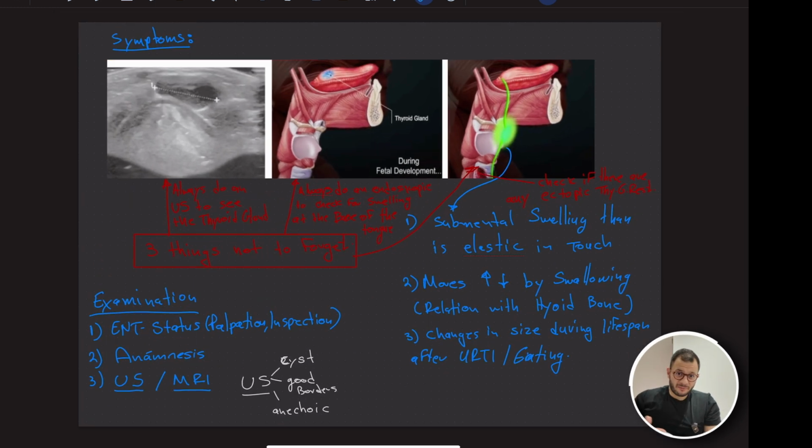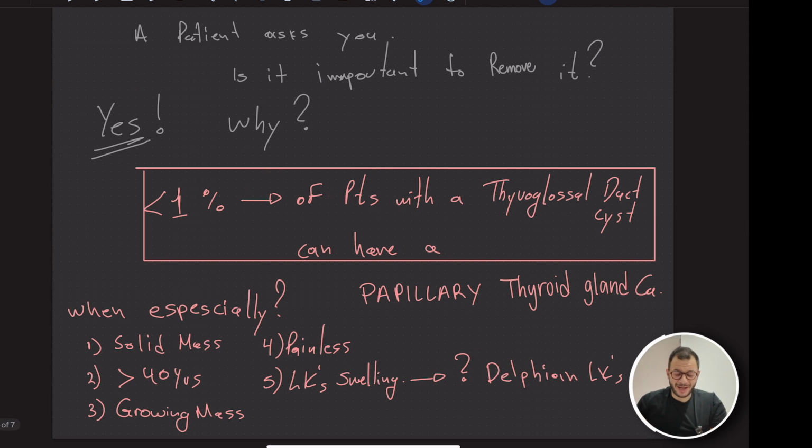Now, if you have done an ultrasound, if you have done an MRI, the patient will always ask you, "Doctor, is it important to remove it?" And you will need to say every time yes, and then answer why. Because less than 1% of these patients with a thyroglossal duct cyst can have a papillary thyroid carcinoma.